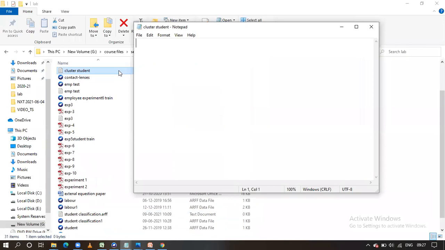First of all, we have to specify the relation name. For that, we have to use @relation, followed by the relation name. I am going to use the relation name as student. This is the first thing we have to specify in the ARFF file. After that, we have to specify attributes. For that, we have to use @attribute, followed by age.